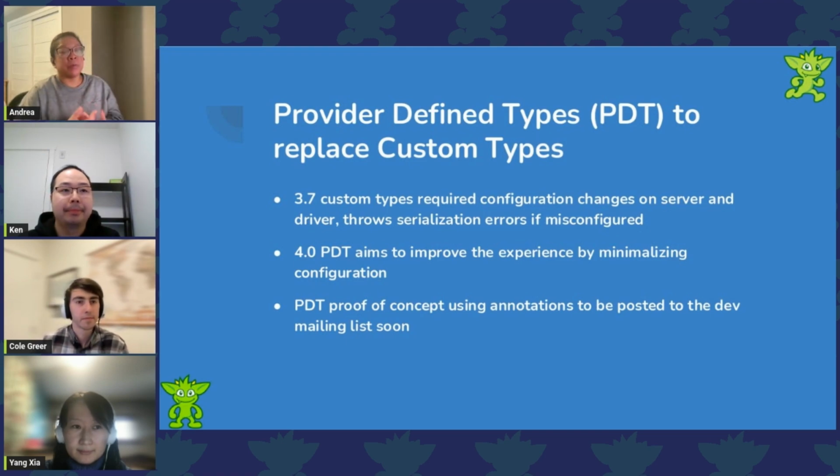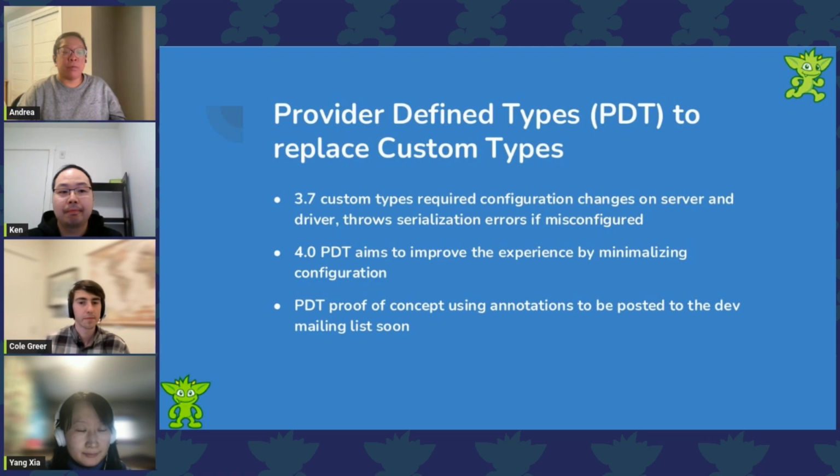So TinkerPop 3 allows providers to use what we call customized types, but they require both the server and the driver to register the type in a serializer registry. Failing to register the type can cause serialization errors. So if a provider wants to start using a new custom type, but the driver hasn't yet registered it, the driver will experience serialization errors whenever they receive a response that has the new custom type.